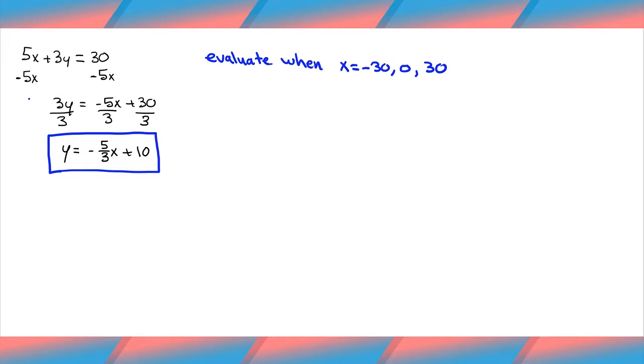Hey, what's up, students? Here's the extension to the 5x plus 3y equals 30 problem. We added some extra parts to it, so here we go. So remember, you solve for y equals negative 5/3 x plus 10.